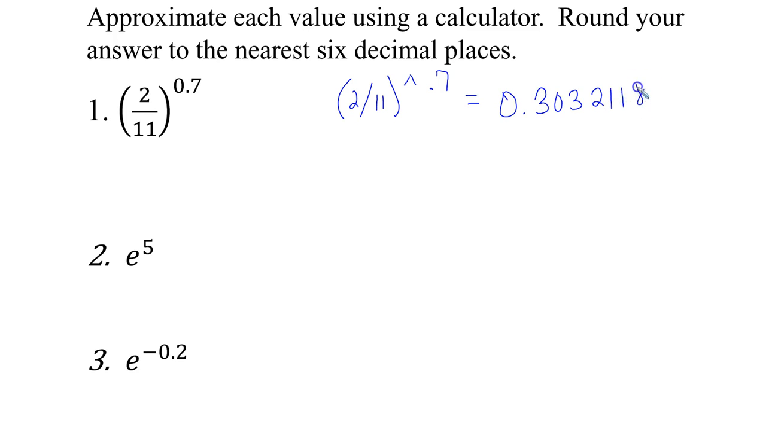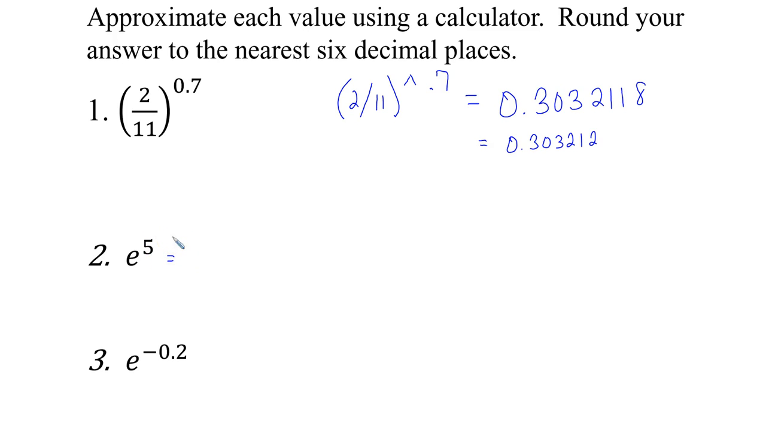0.30321118. I'm going to go 7 decimal places because it says to round to 6. I want you to see the 7th place is 8, and so we are going to round that up to 0.303212. So this is going to round up to 2. So go to the 7th place and round to the 6th decimal place. All right? Easy enough.